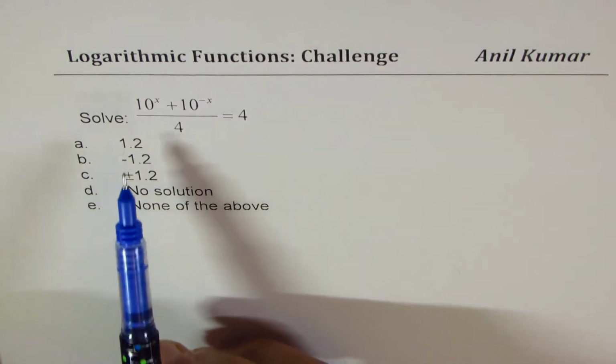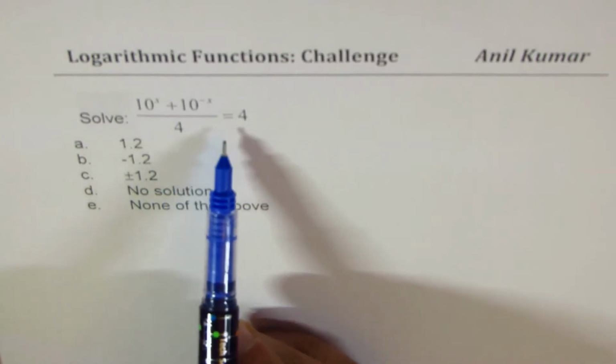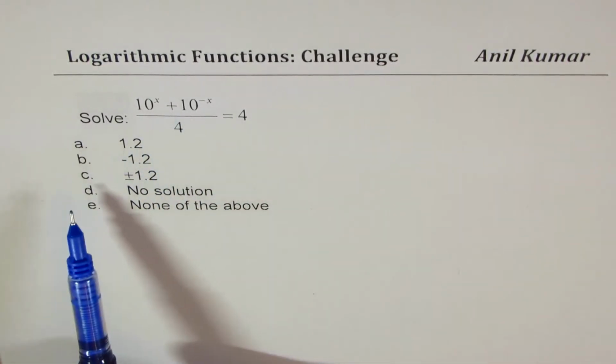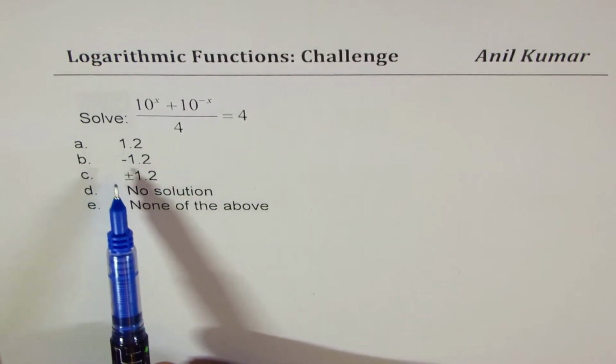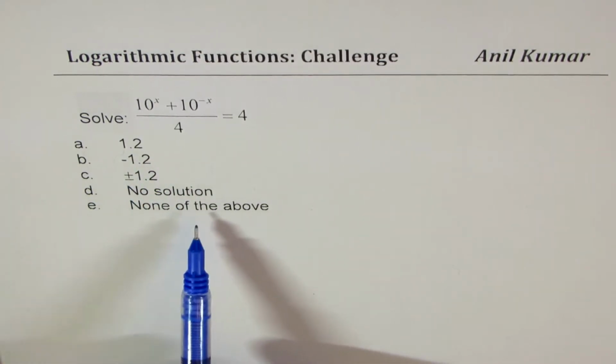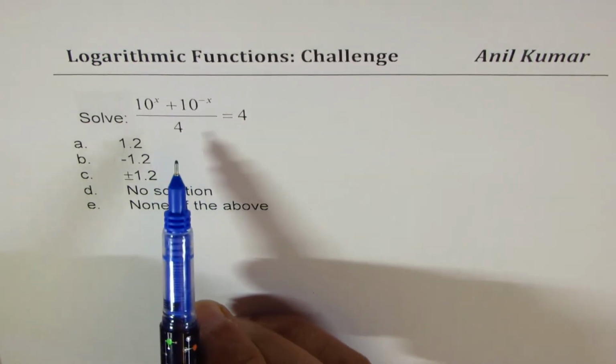We need to solve (10^x + 10^(-x))/4 = 4. The four choices for the value of x are 1.2, minus 1.2, plus minus 1.2, no solution, or none of the above. I would like you to pause the video, answer this question, and then look into my suggestions. Now let's see how to solve it.